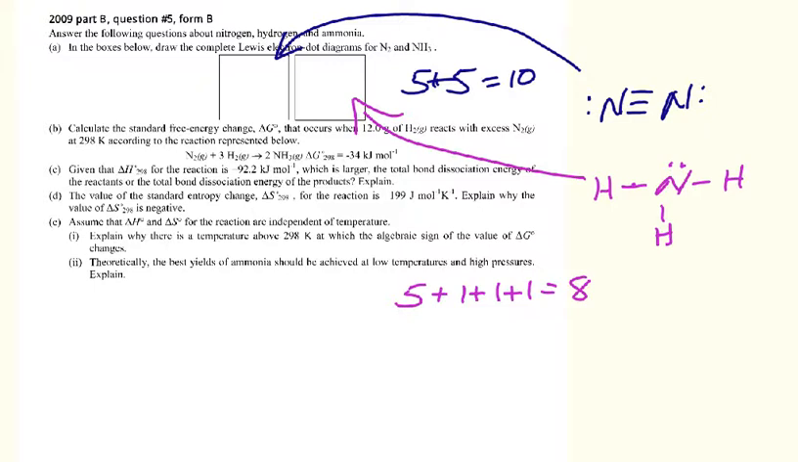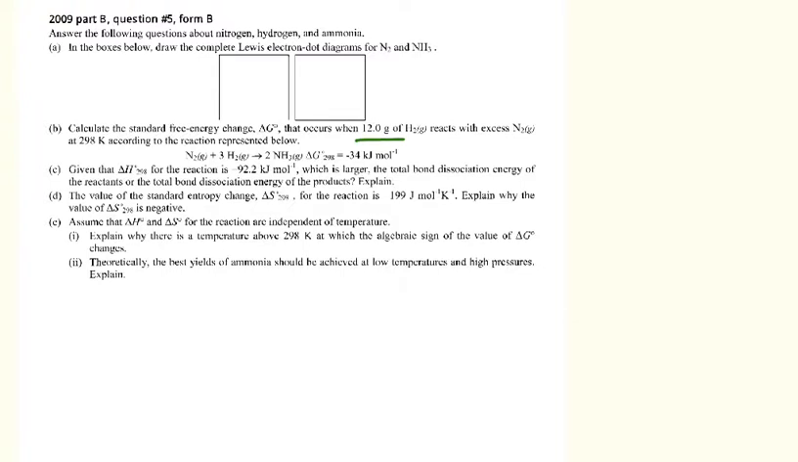Part B wants us to calculate the delta G that occurs when 12 grams of hydrogen reacts according to this reaction down here. And of course this is one of these ones where at first appearances it seems like we already know the delta G, but of course that's in kilojoules per mole. So first thing we should do is we should probably convert the 12 grams of H2 to moles.